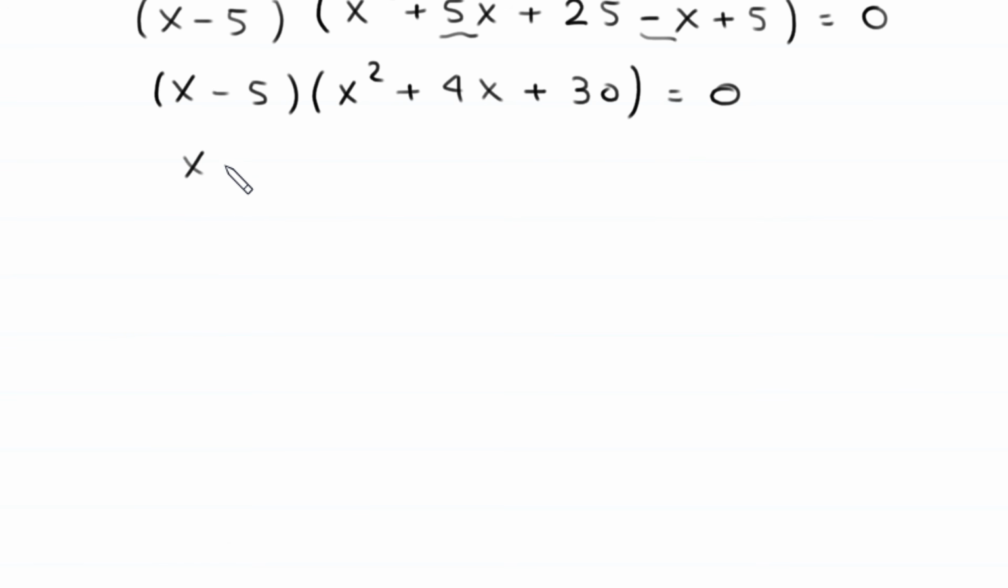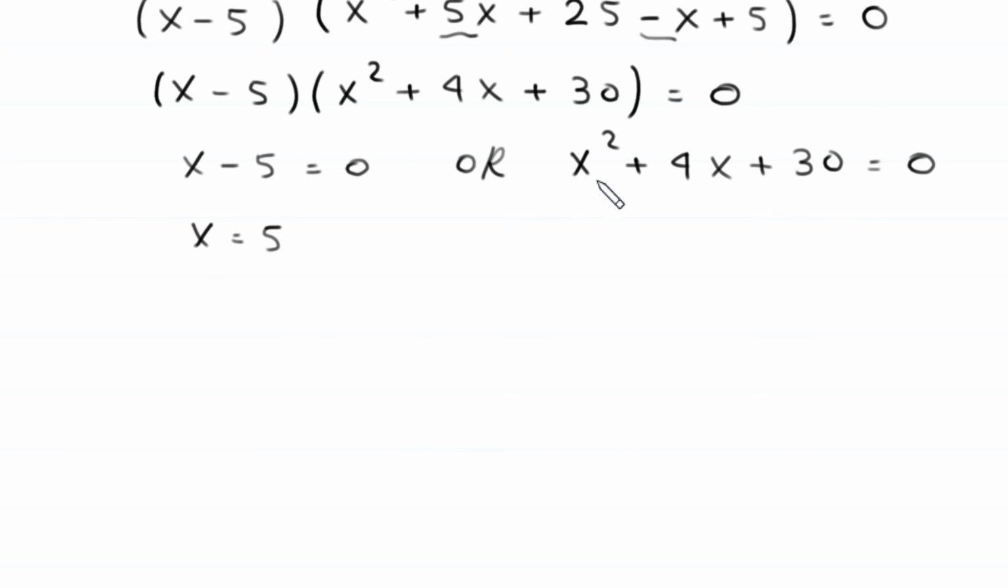Either this expression x minus 5 is equal to 0, or this expression x squared plus 4 times x plus 30 equal to 0. From this equation we get the value of x equal to 5, and from this quadratic equation, this is not factorable. We solve it by using completing the square method. We write this x squared plus this 4x is same as 2 times x times 2. To complete the square we add here 4 and we subtract 4 plus this 30 equal to 0.